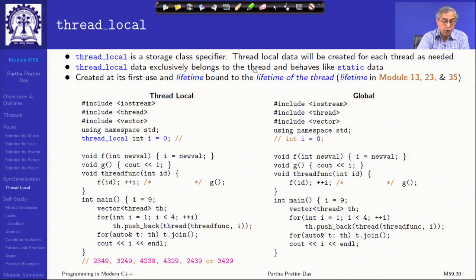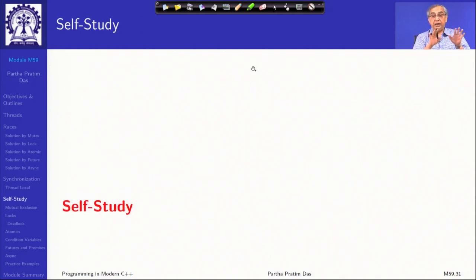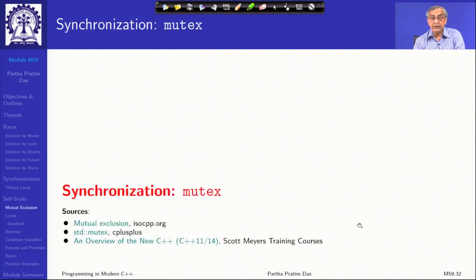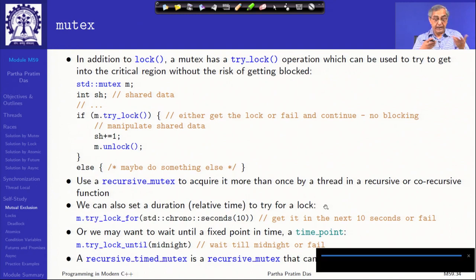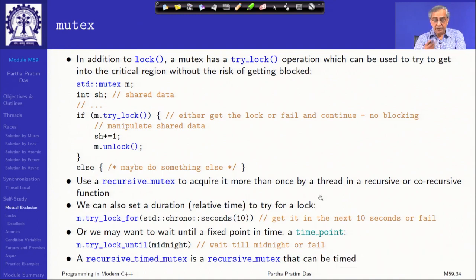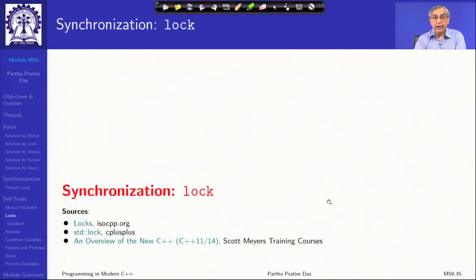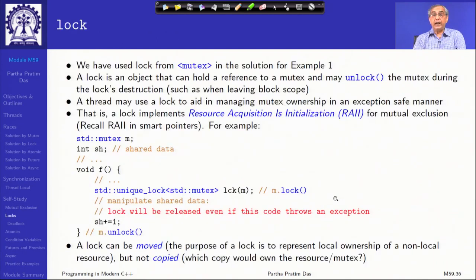So, this is the short overview that I had for you. What I have now given is different slides, different sections for your self study. This is on mutex, which talks a little bit more about mutex. You have already seen the example use and the specific features like, besides lock and unlock, it has a try lock. So, learn what it is. Then I have given more slides on the lock itself, which you have seen already, how locks can be moved, but they cannot be copied, and so on and so forth.